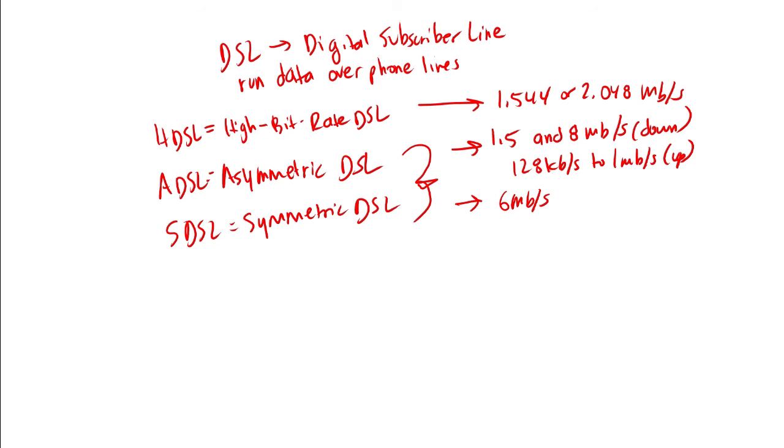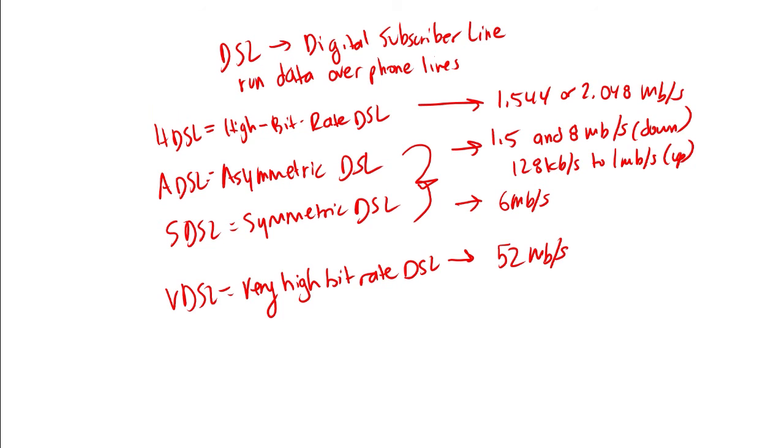And then we came up with VDSL, which is very high bit rate DSL, which can give us up to 52 megabits per second over cable. Not very many people use it though, but we can do quite a high bit rate.